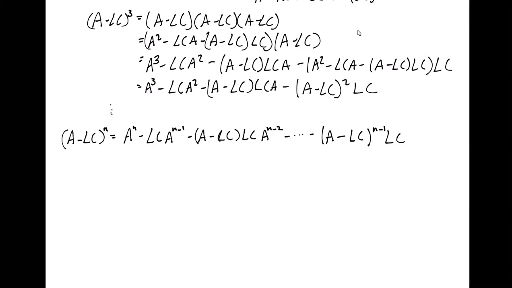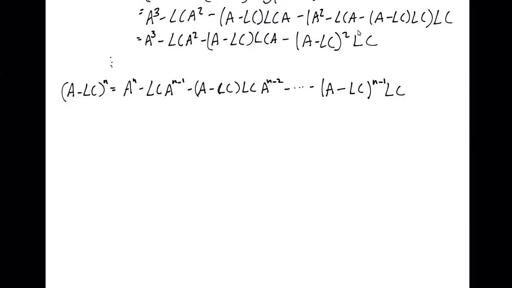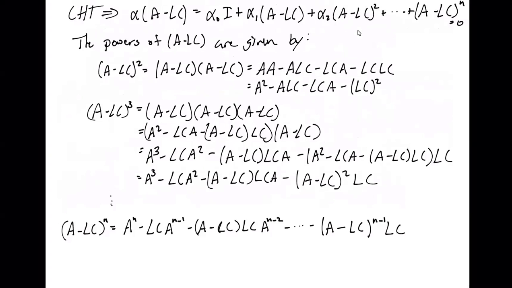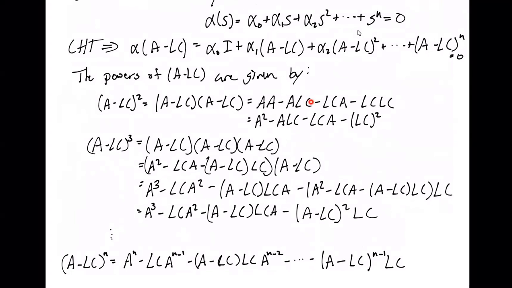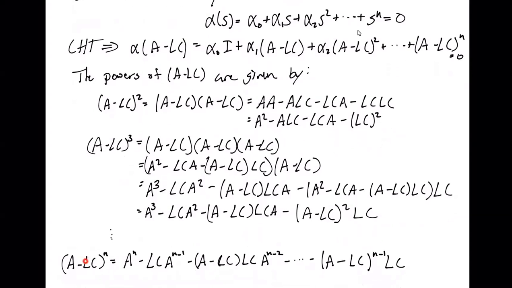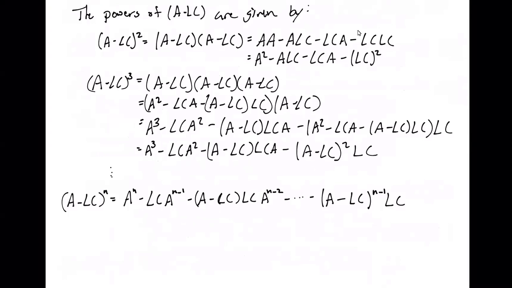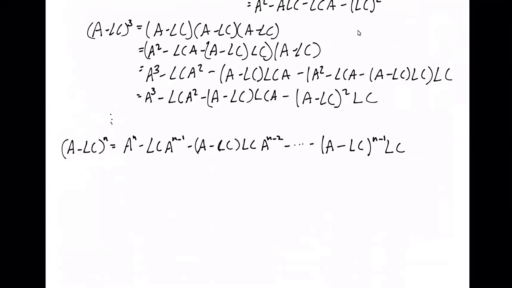Hopefully it made sense. Okay, so now let's plug in those quantities to our characteristic equation here. So now we have A minus LC squared, A minus LC cubed, and A minus LC to the n. Let's plug it into this characteristic equation here and see what we get.